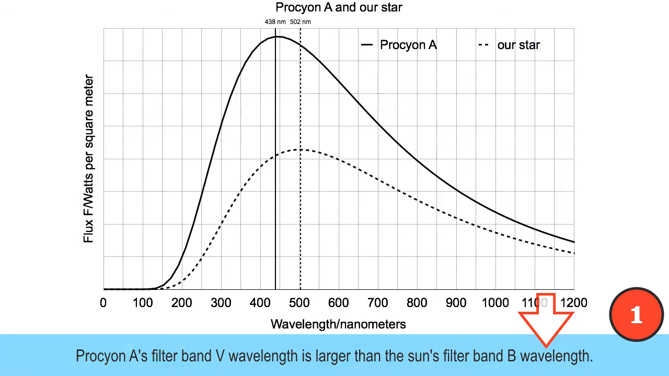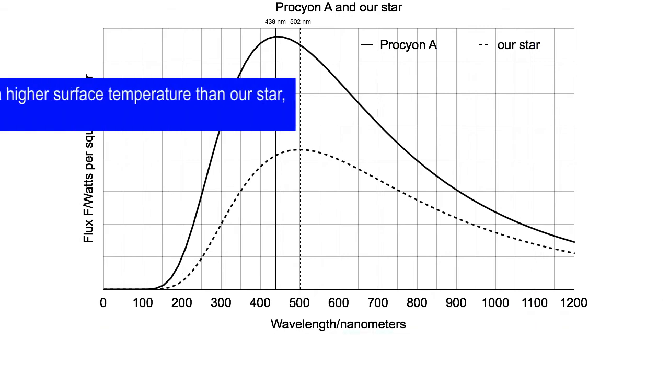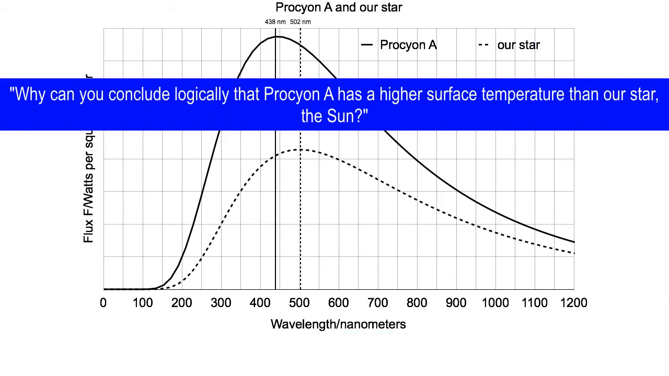Here we go. Now, here's another one. Question: why can you conclude logically that Procyon A has a higher surface temperature than our star, the sun? Now, here's another really long one.